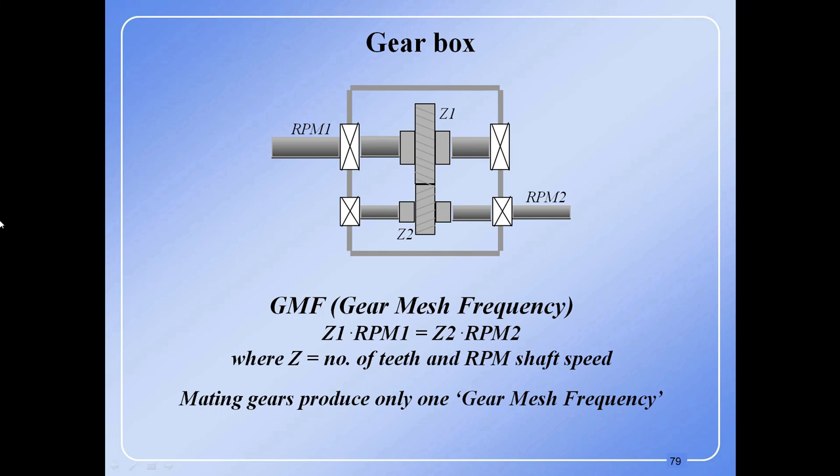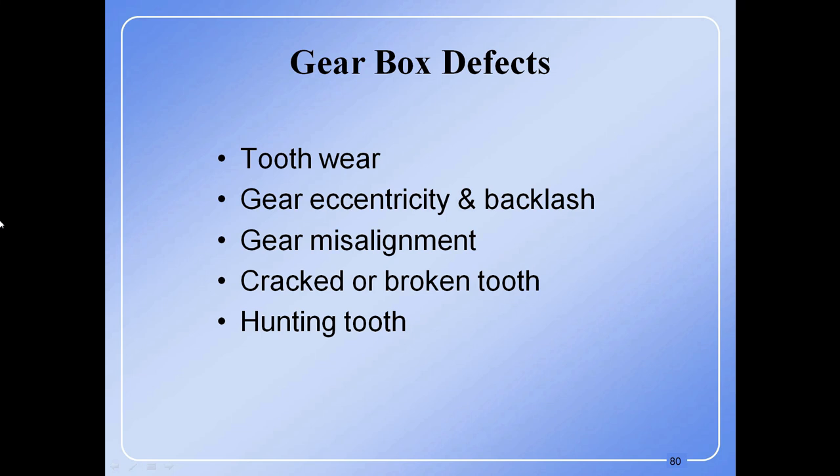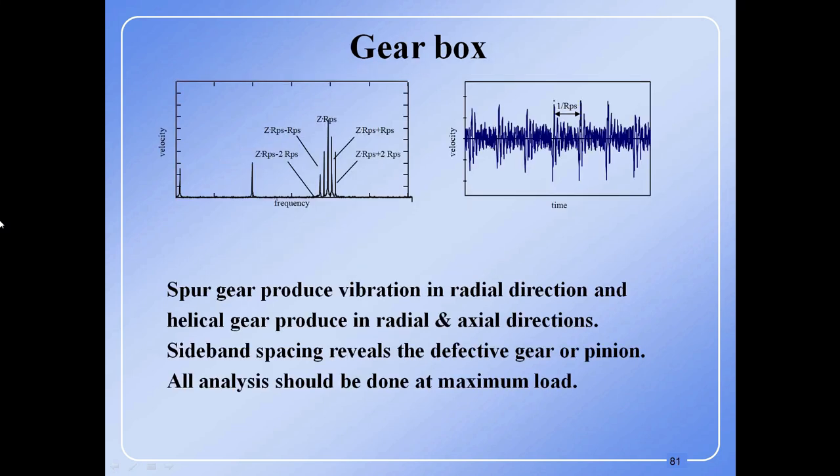Gearbox. Gear mesh frequency: Z1 x RPM1 equals Z2 x RPM2, where Z is the number of teeth and RPM is shaft speed. Mating gears produce only one gear mesh frequency. Gearbox defects: tooth wear, gear eccentricity and backlash, gear misalignment, cracked or broken tooth, or hunting tooth. Spur gears produce vibration in the radial direction and helical gears produce it in radial and axial directions.